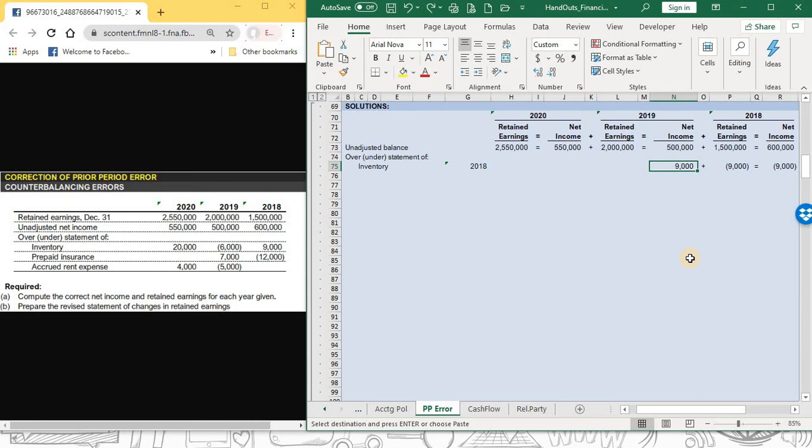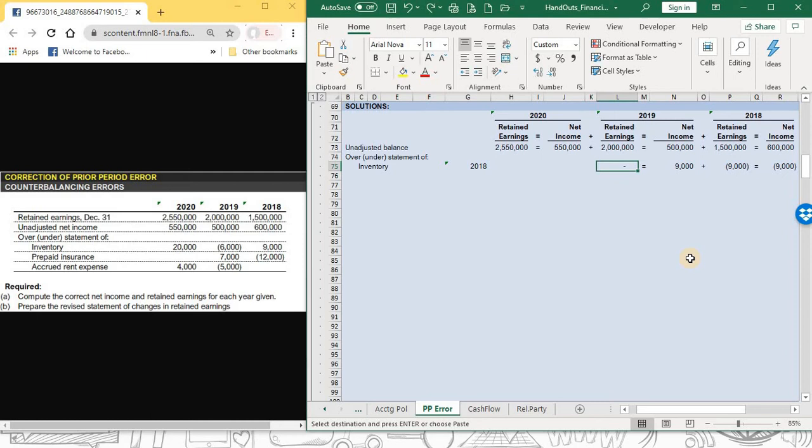Then, what will be the effect of the 9,000 peso error on the ending retained earnings for 2019? Since this is a counterbalancing error and the 9,000 error already affected 2 years of net income, the retained earnings at the end of 2019 has already self-corrected. So that is why there is no adjustment to the retained earnings at the end of 2019.